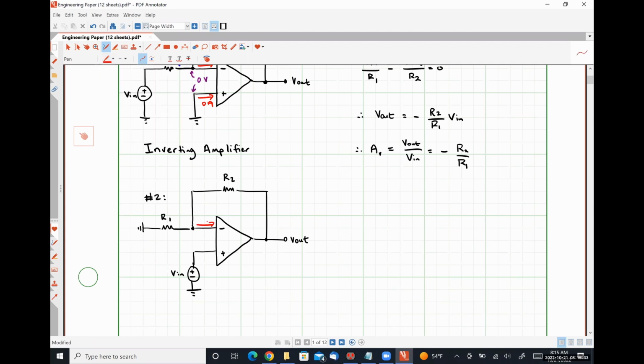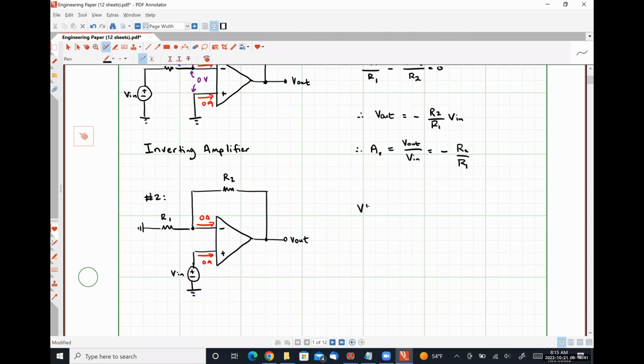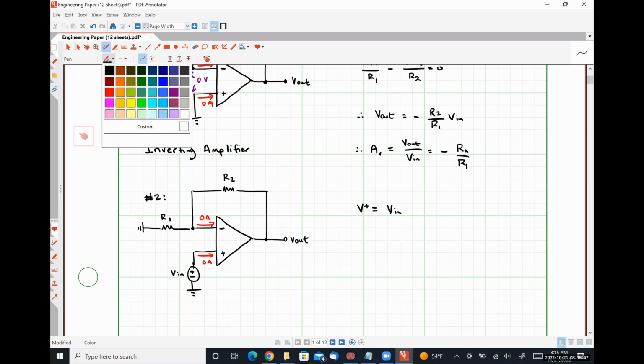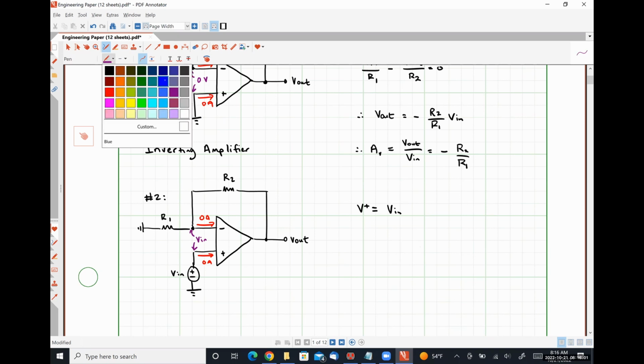I'm going to apply op amp rule number 1 and observe that I have no current flowing into my input terminals. My voltage present at my non-inverting input terminal must be the quantity V in this case. When I apply op amp rule number 2, I notice that there is a voltage of V in present at the inverting input node. Now I can apply Kirchhoff's current law.